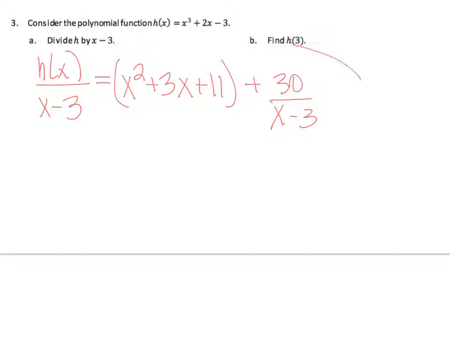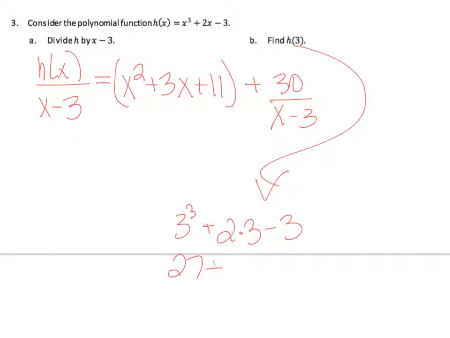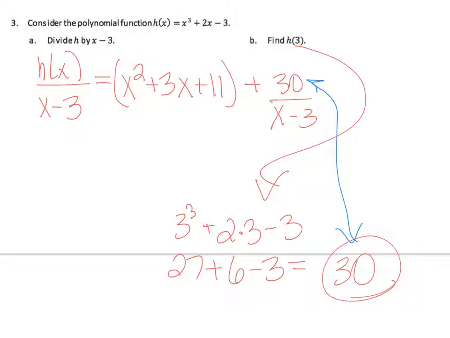Can you guess what the answer to part B is? We're still going to do that one. We're evaluating it at 3, so 3 cubed plus 2 times 3 minus 3 gives me 3 times 3 is 9 times 3 is 27 plus 6 minus 3 is in fact 30. Very cool.